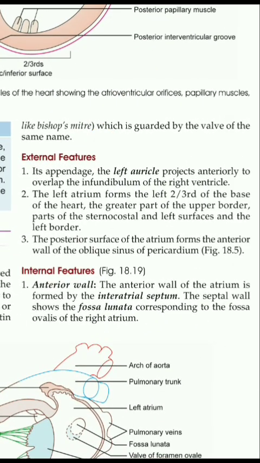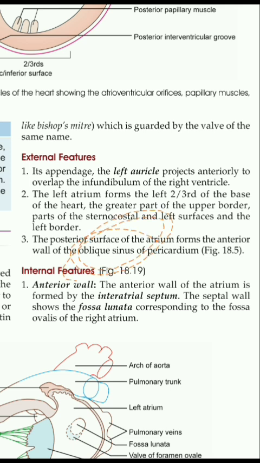External features: its appendage, the left auricle, projects anteriorly to overlap the infundibulum of the right ventricle. The left atrium forms the left 2/3 of the base of the heart, the greater part of the upper border, parts of the sternocostal and left surfaces, and the left border. The posterior surface of the atrium forms the anterior wall of the oblique sinus of the pericardium.